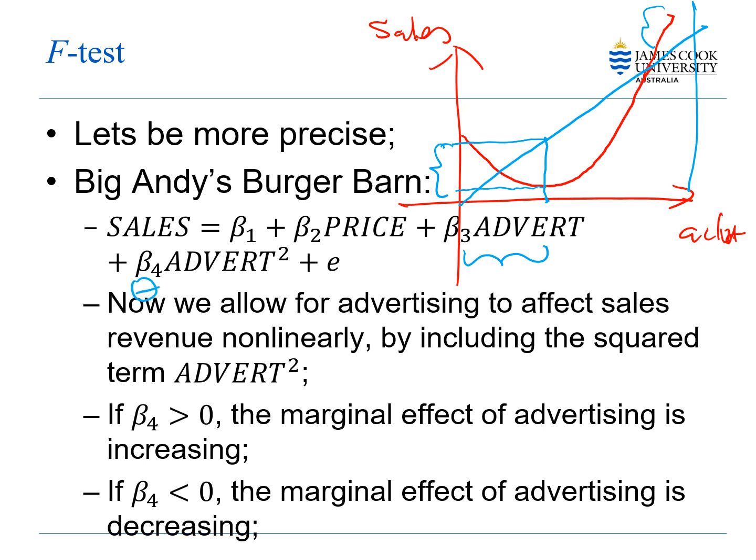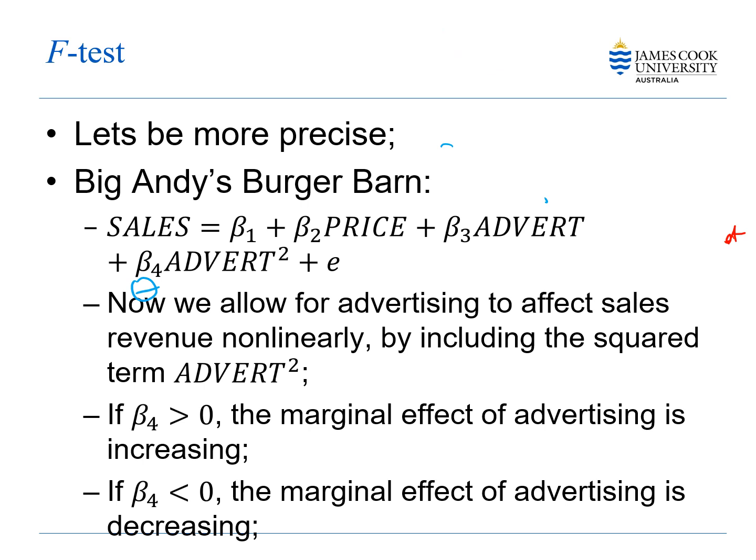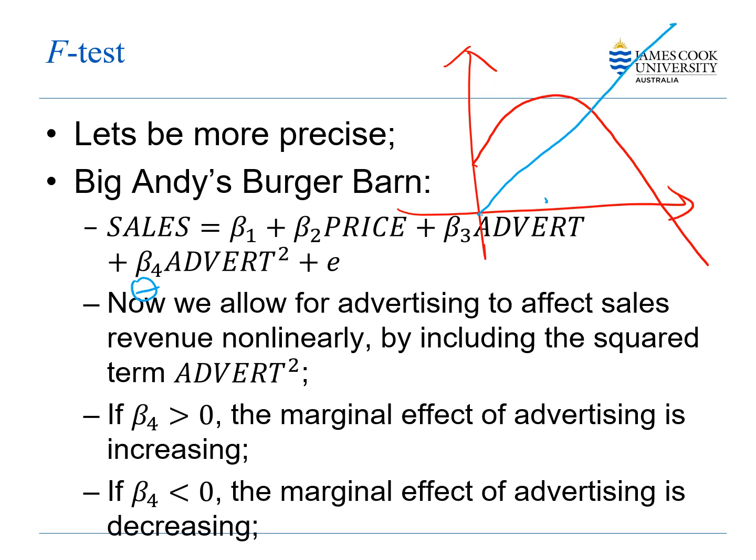If beta 4 is negative, we have a different situation. Again, the vertical axis is sales revenue, horizontal is advertising expenditure. So we have this inverse U shape of the curve. And let's draw the 45-degree line. We can see that there exists a level, probably on top of this, where the slope is 0. This level of advertising expenditure is optimal. It's best, maximizing the profit that Andy's Burger Barn will receive.